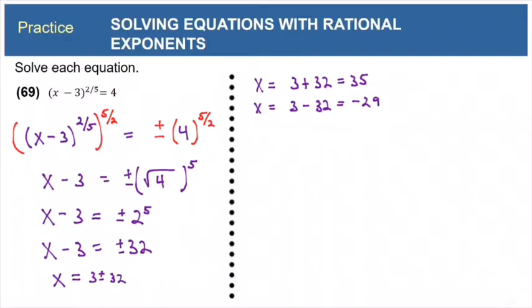So there's no reason to leave it in this form. It's up to the person working the problem to put the answer in the simplest form possible, which is not this, but 35 and negative 29. And now we have to check both of these solutions.